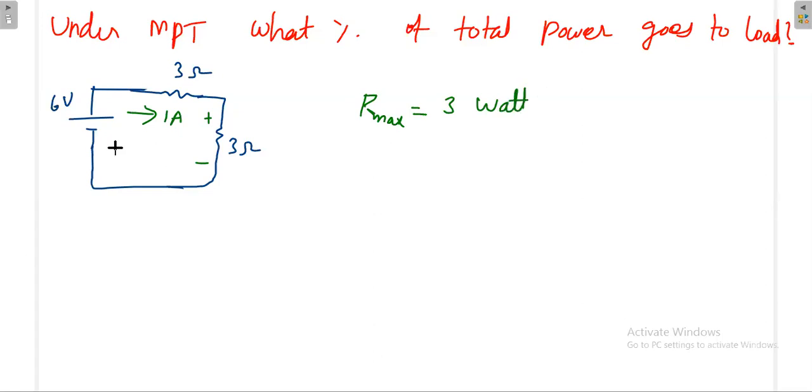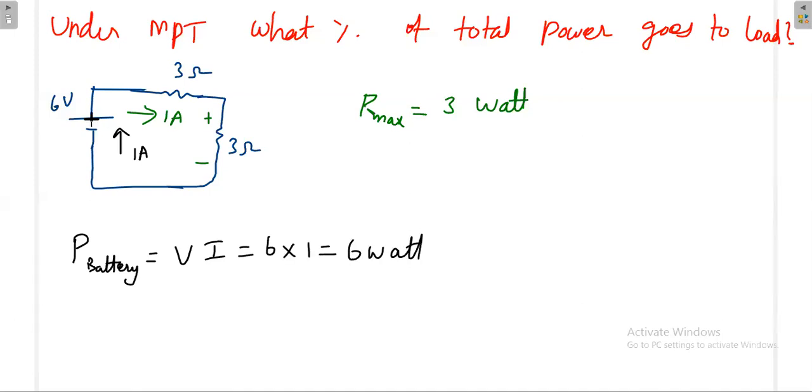Now, what is the power delivered by the source battery? Because the current is going in this way, the power given by the battery is equal to the voltage in the battery times the current in the battery. Voltage in the battery is 6, current in the battery is 1, so 6 watt. That means the battery is providing 6 watt power, but only 3 watt is delivered to the load.